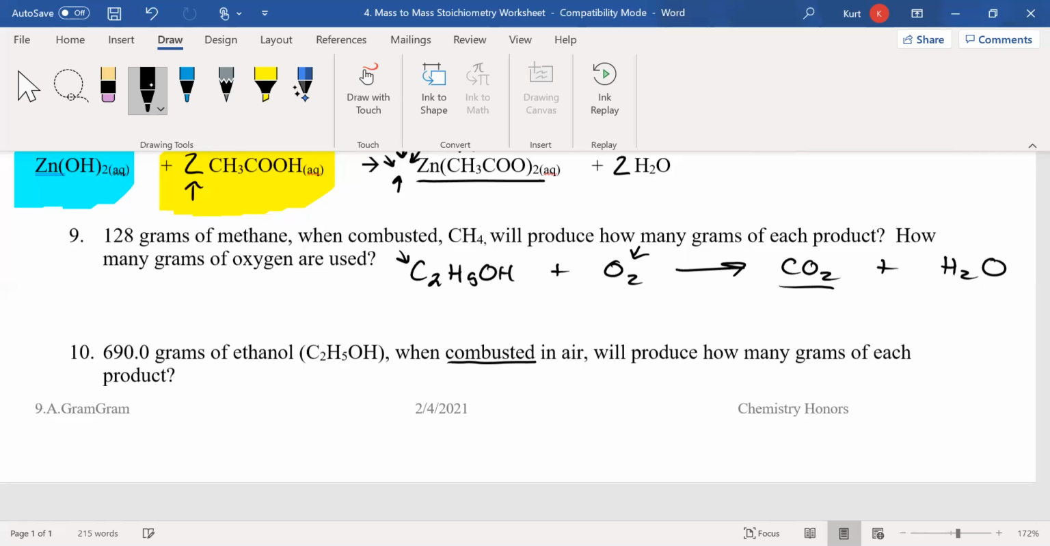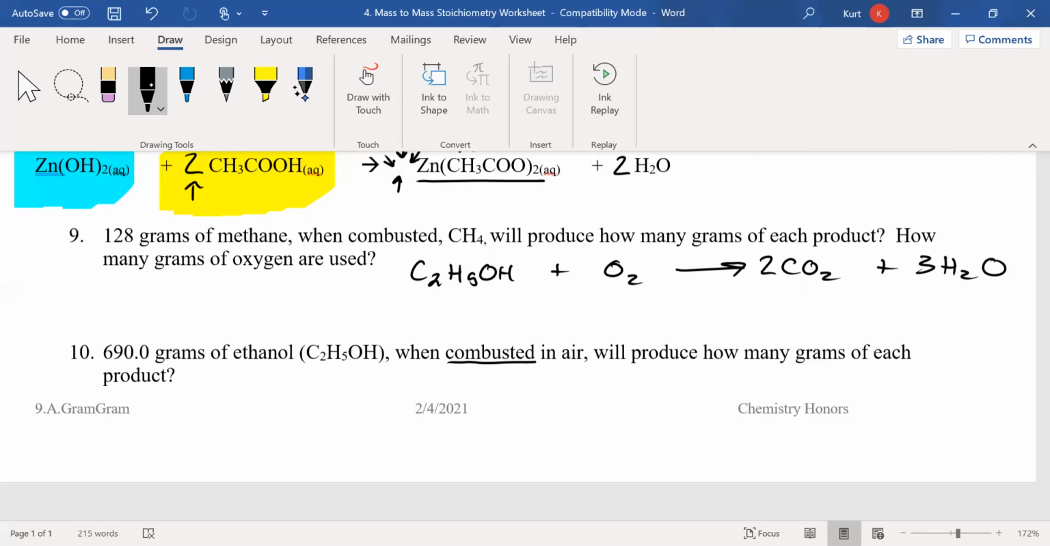All right, let's check for balancing. I see 2 carbons on the left. I see 1 carbon on the right. That's a problem right there. Put a 2 right there. I see 6 hydrogens on the left. I see 2 on the right, so let's put a 3 right there.